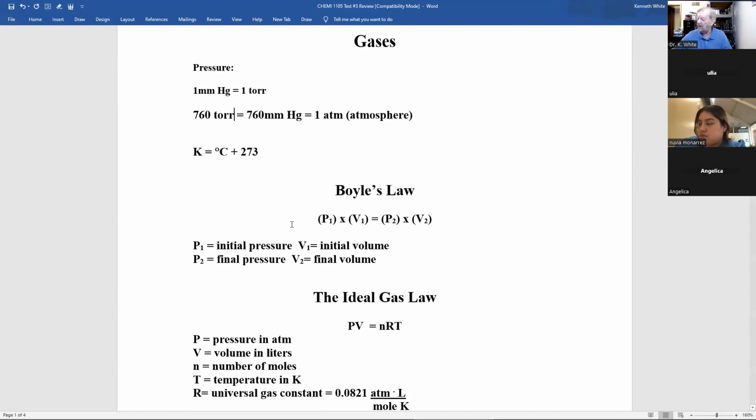Now, I talked about Boyle's law. Boyle's law deals with pressure and volume. Nothing else changes, just those two. And Boyle's law is P1 times V1 equals P2 times V2. Good news. And let me open that one up too.